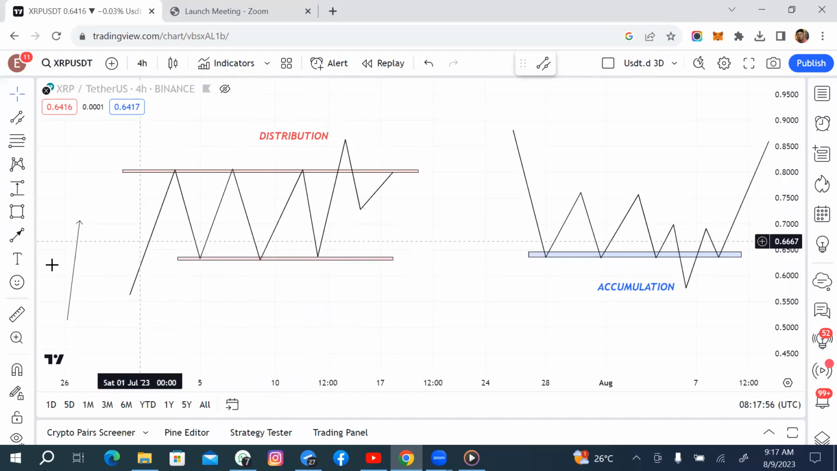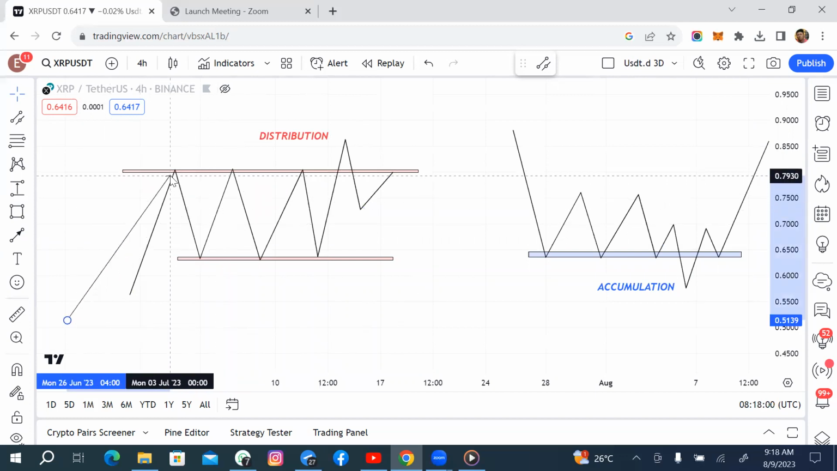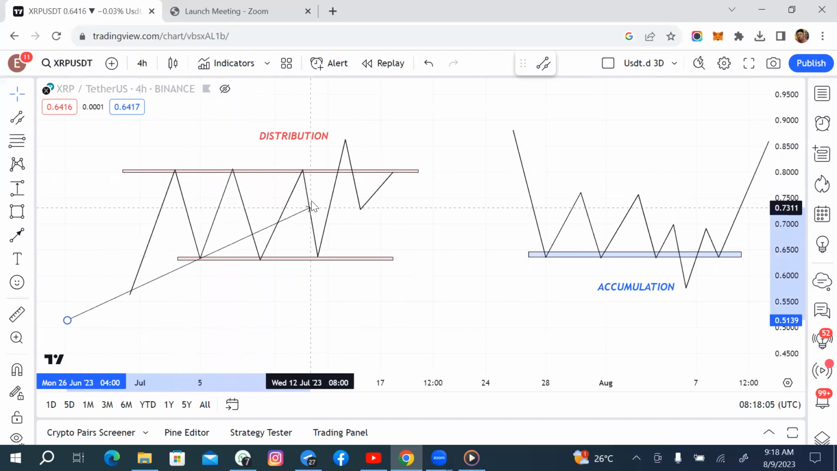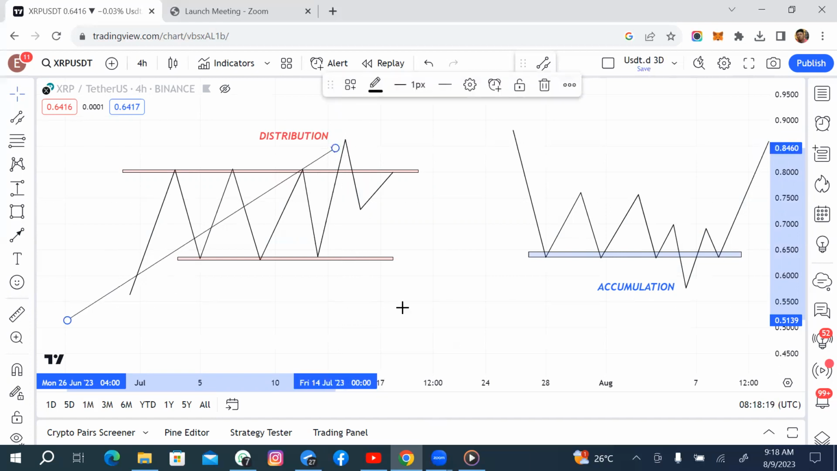So good. Now we already have a range bound, and then all of a sudden price begins to tap into this resistance. 1, 2, 3 touch. And then the third touch we broke out, but it wasn't a confirmed breakout. This was actually a fake out. It wasn't a complete breakout.